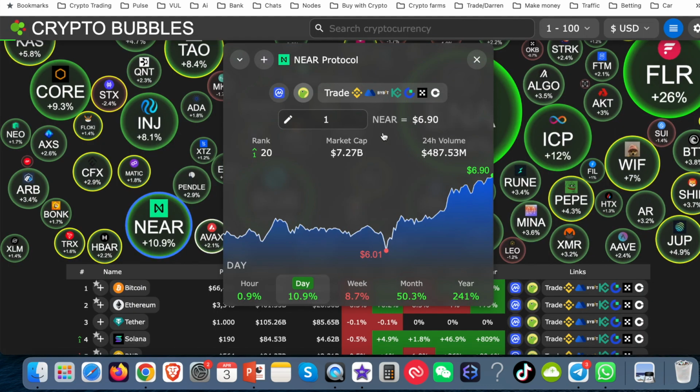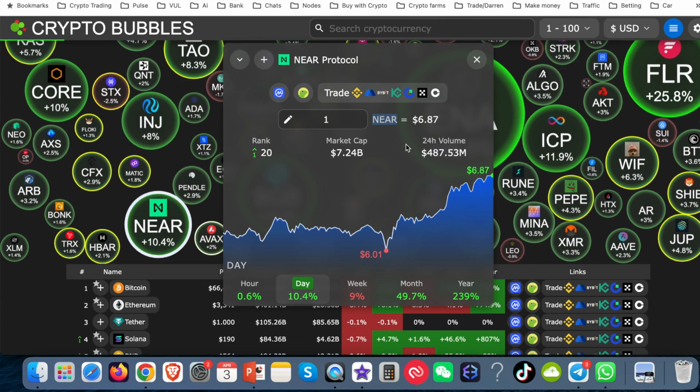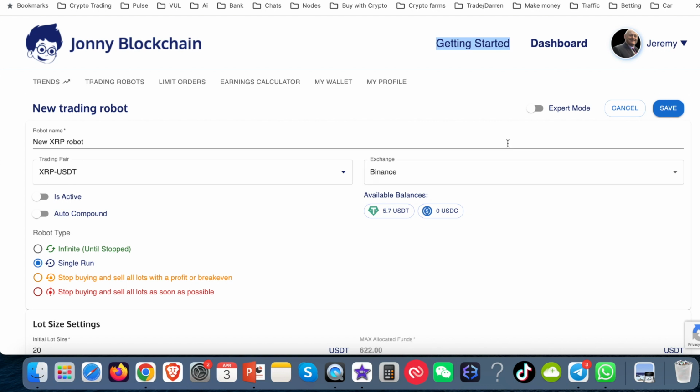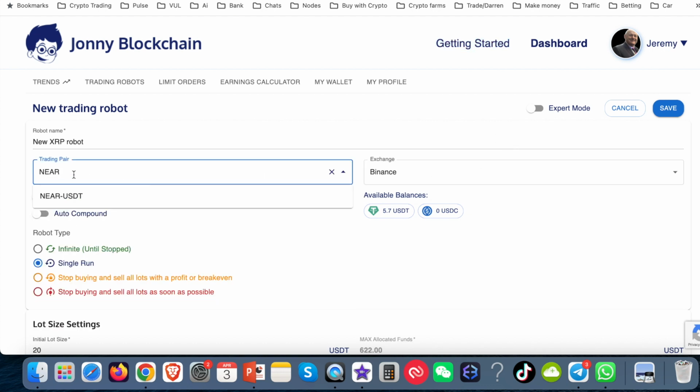So if I wanted to set this token up, let's just get this token name. I get that, and I'll head over to Jonny Blockchain now, and then I'm going to click on the plus sign. I'm going to leave it on the exchange Binance, and I'm going to have a look to see if it's on the list. It is on the list. And then what I would do, because I don't know anything about this token, I think it's very high risk. I only want to risk a small amount of money.